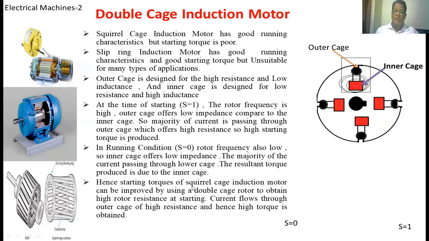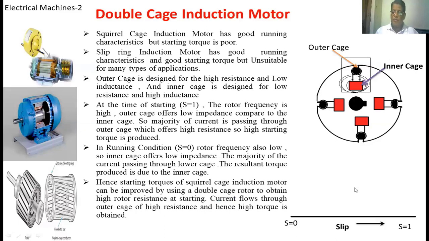Hence, the starting torque of a squirrel cage induction motor can be improved by using a double cage rotor to obtain high resistance at starting. Current flows through the outer cage of high resistance, and high torque is obtained.